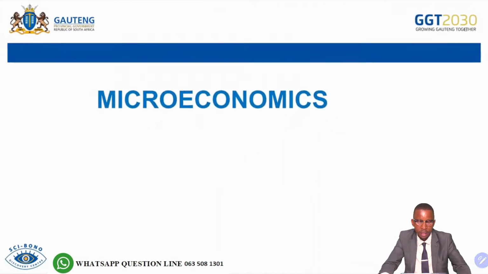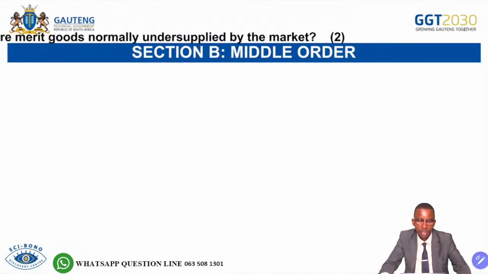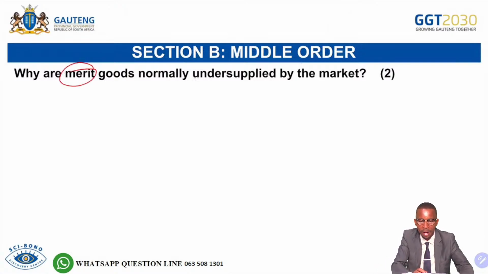And then these are the examples of microeconomics. Make order questions for 2 marks. Why are merit goods normally undersupplied by the market? Firstly, you need to know what is meant by the merit good. You can't answer this question without knowing what is meant by the merit good. Normally undersupplied. Now you have an idea, or they are being undersupplied by the market. Who undersupplies the market? So now, if you can't understand what is meant by undersupplying, then you have a problem.